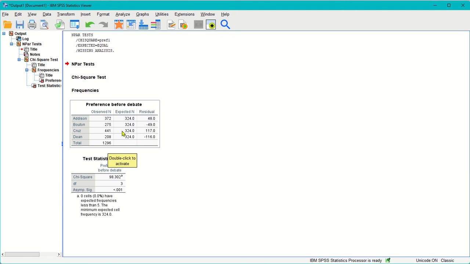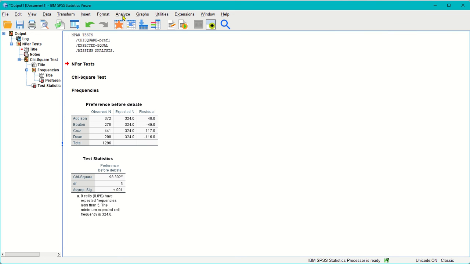Then you want to look at where the larger differences are. We're looking at the expected values, and you can see they're all even. So they were expecting an even number in each category, and here's what was actually observed. The residual is the difference between the two. You can see there was quite a large difference for the candidate named Dean, 116 under, and also for Cruz, where the observed was quite a bit more.